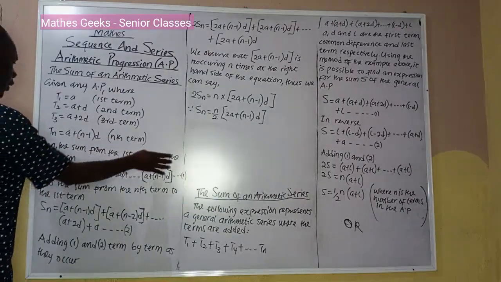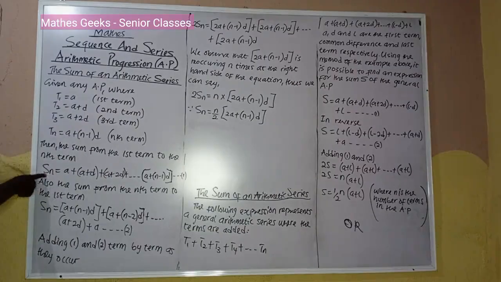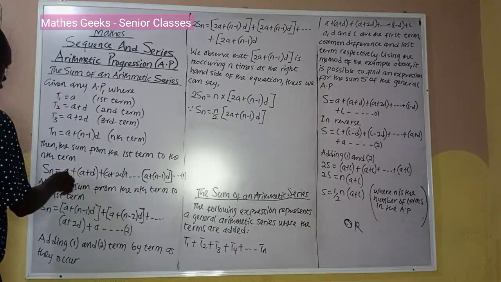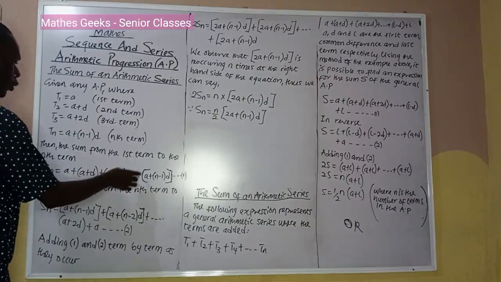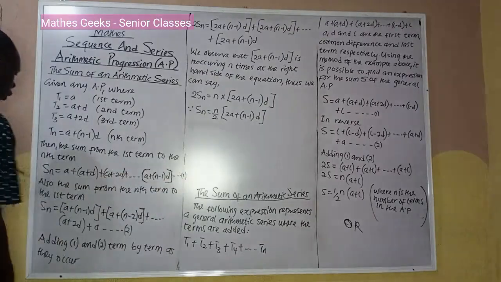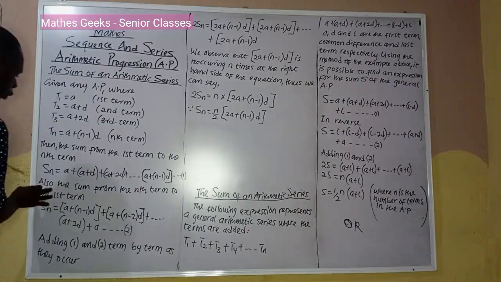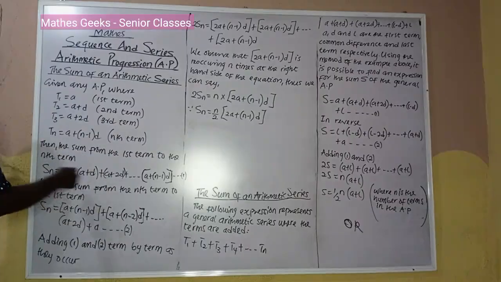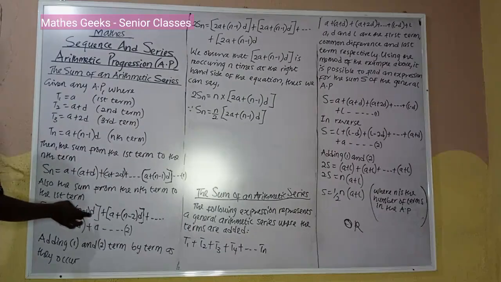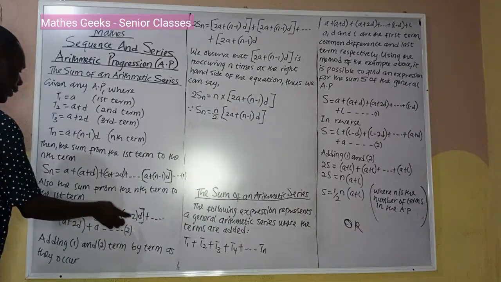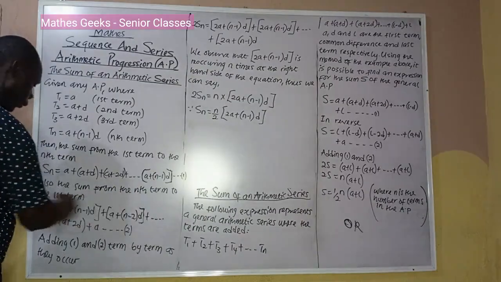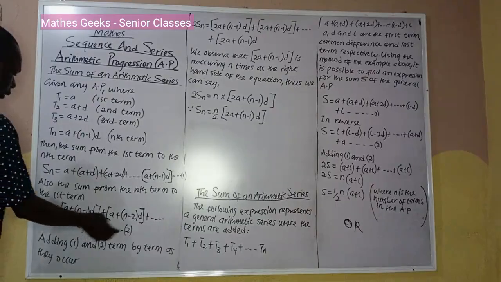Then the sum from the first term to the nth term. So if you add the terms from the first to the nth term, you will have A plus (A plus D), which is the first term plus the second term plus the third term, all the way down to the nth term, equals equation 1. Then we also carry out the addition from the nth term to the first term. So this is like reversing, or carrying out addition in the reverse mode. So also the sum from the nth term, that's the last term, to the first term, we're going to have A plus (n minus 1)D plus A plus (n minus 2)D, which is the term before the last term, plus, all the way down to the second term and the first term, equation 2.